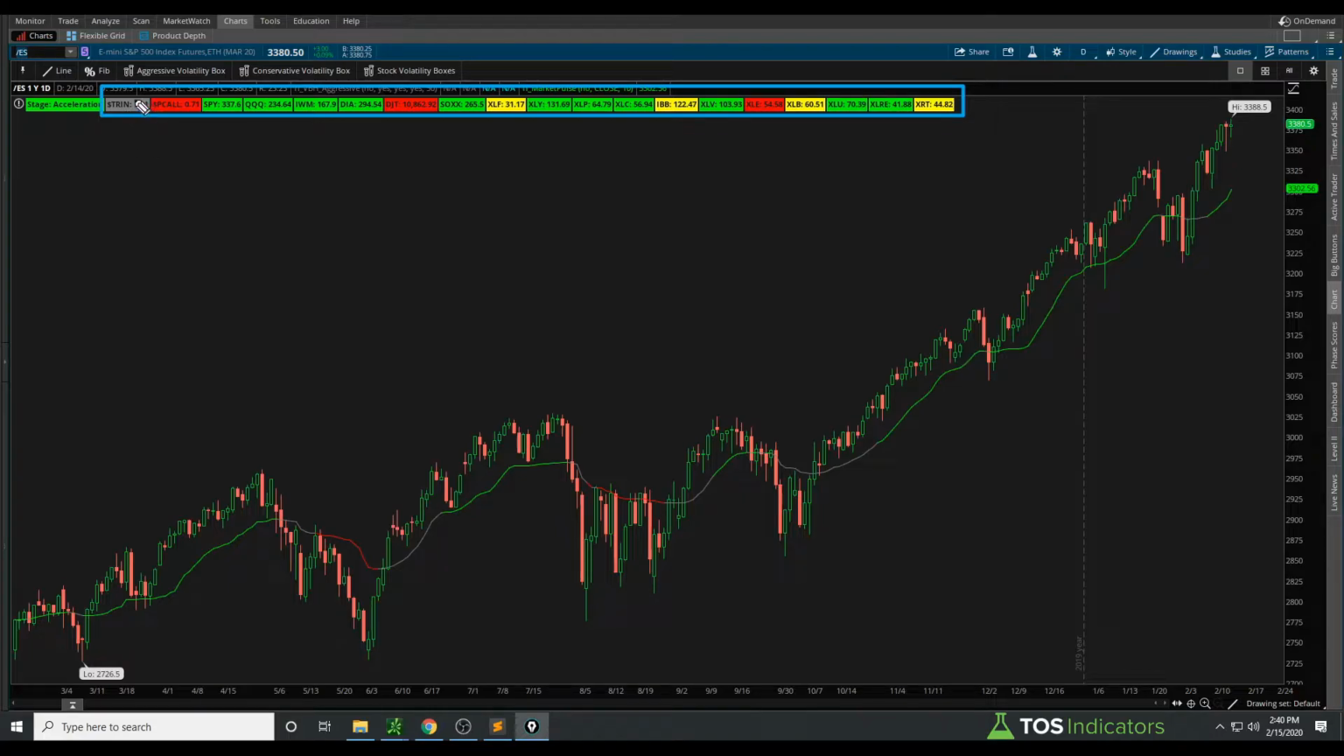Now the color coding is gray or black if essentially the value is not important, red if it's signaling to us that we should be bearish, and green if it's signaling to us that we should be bullish, right?